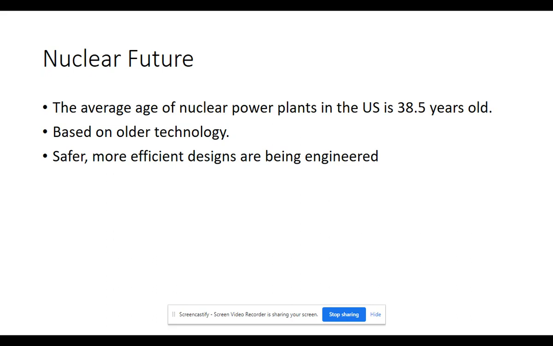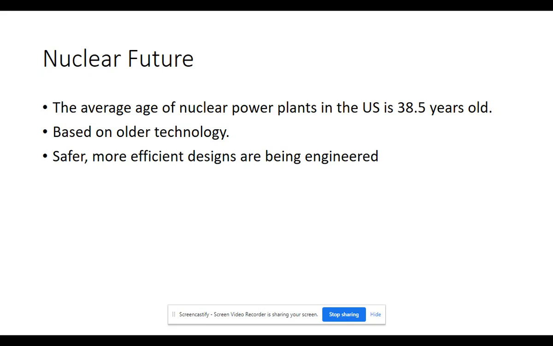And of course, they've been updated for sure, but they're older designs. We've learned a lot since then. And so there are safer, more efficient designs that are being engineered right now. I believe the Bill and Melinda Gates Foundation has been pushing on that to try to come up with better ways to do that, that can utilize more of the nuclear waste so that it's even less nuclear reactive when you're done with it.